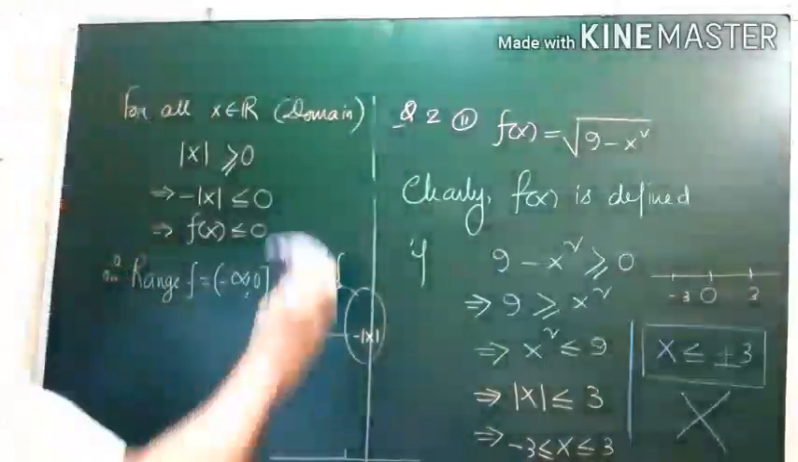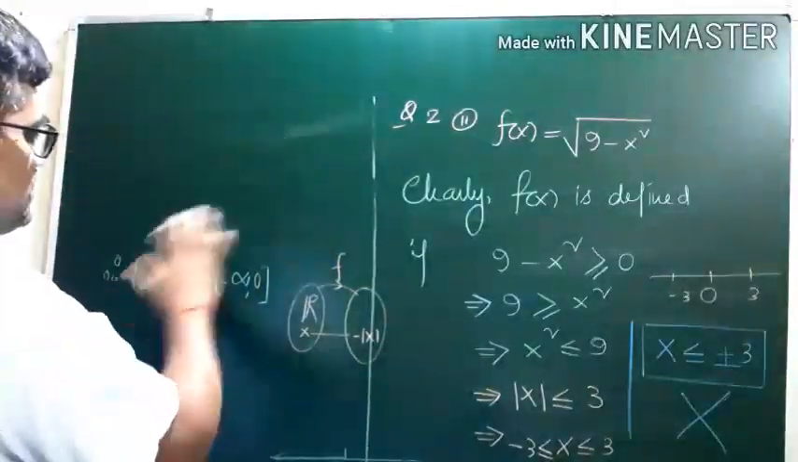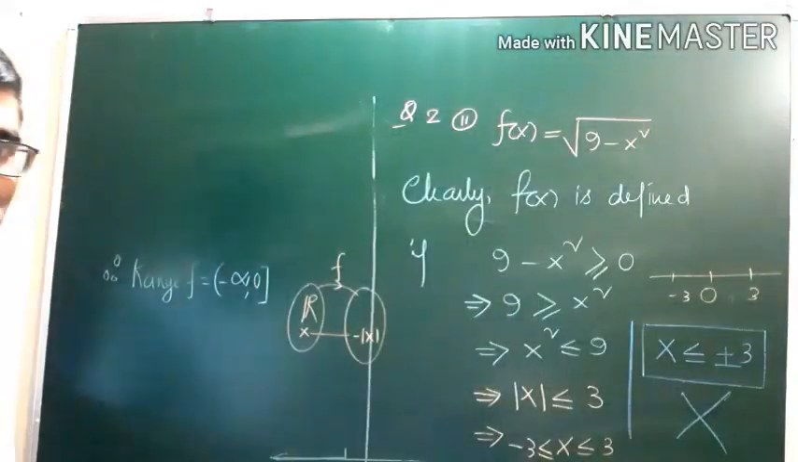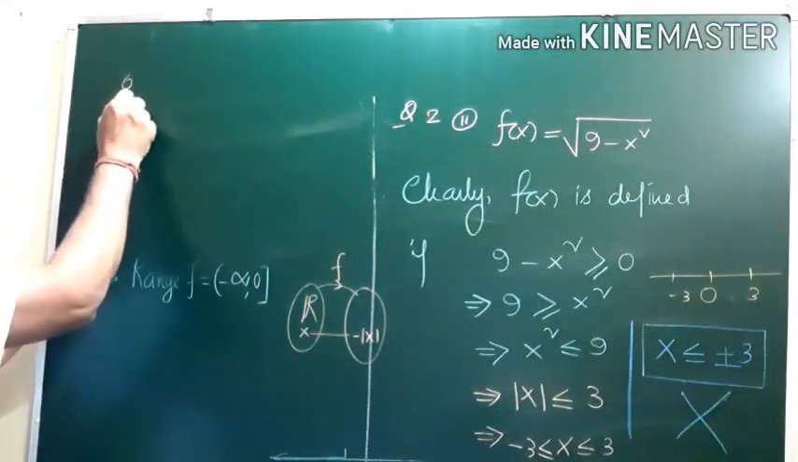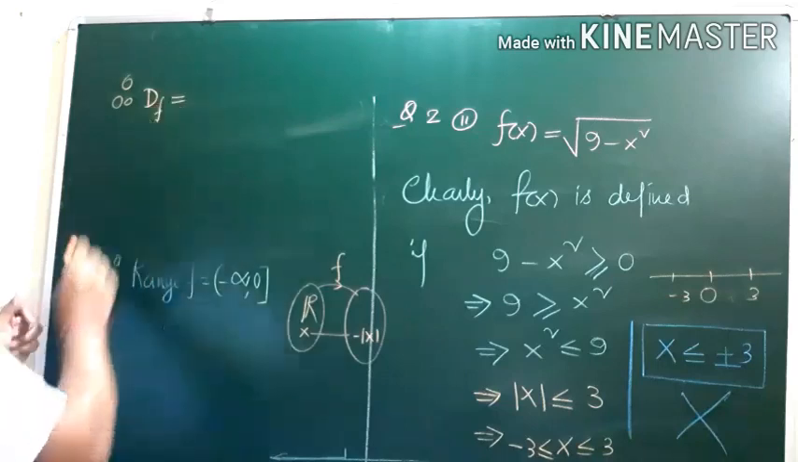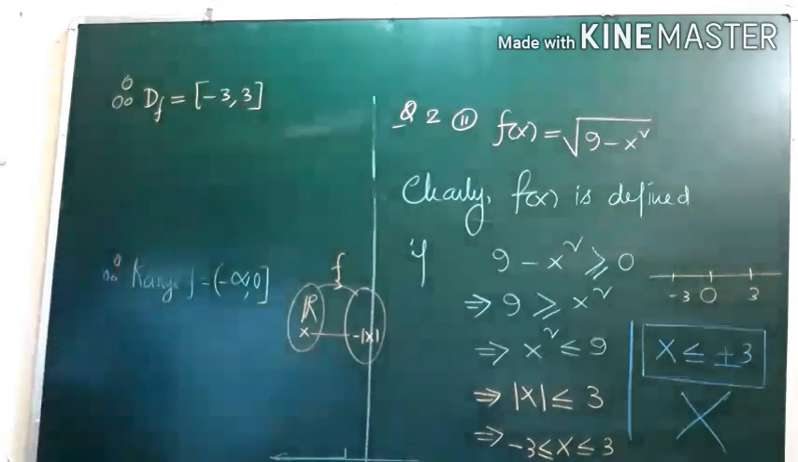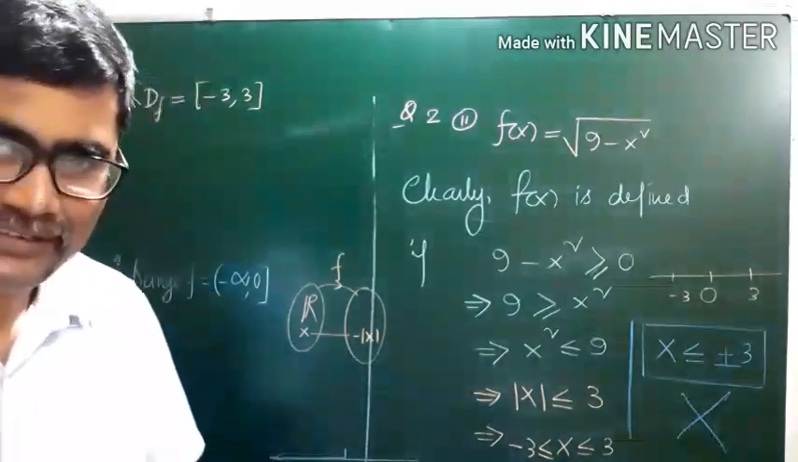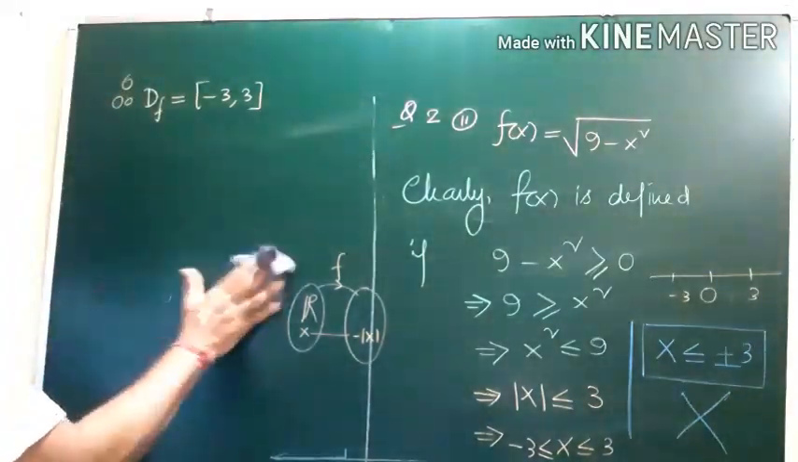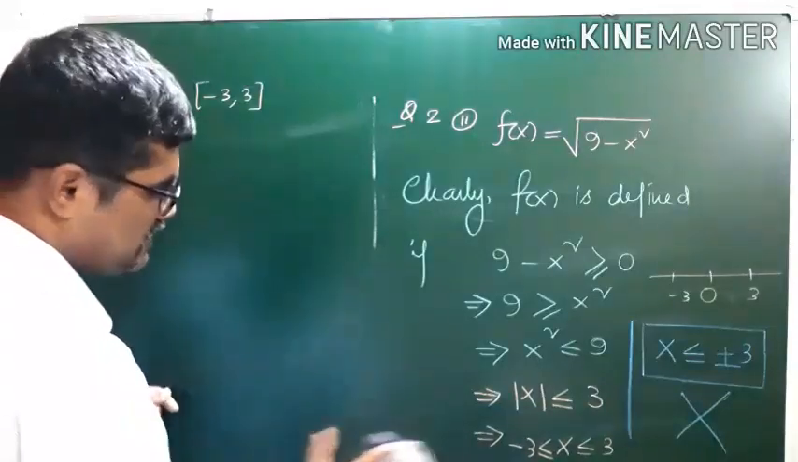Now what will be the domain? Already you have decided what will be the domain now. You write the domain. Therefore, domain of f will be equal to minus 3 to 3. Minus 3 to 3, right? That's it. Now we will come for the range.